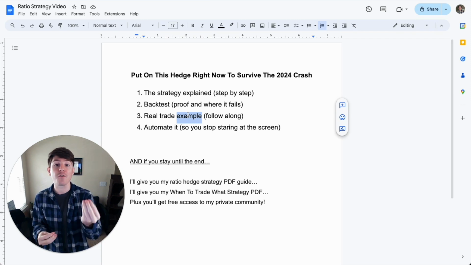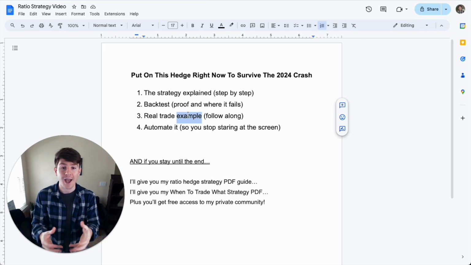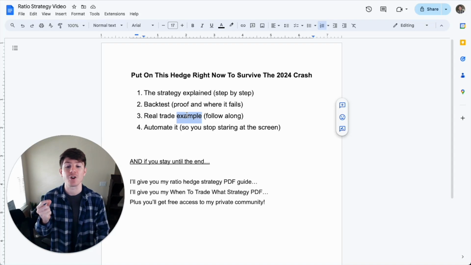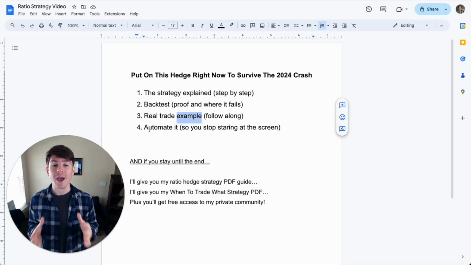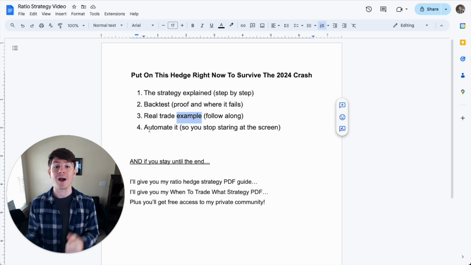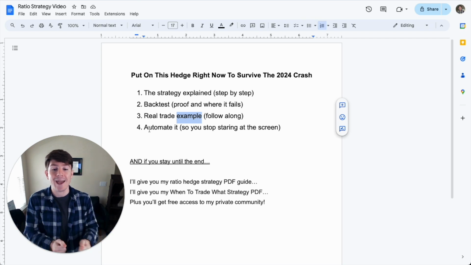And also I'm going to offer some solutions for if you have a smaller account of how to do this as well. And I'm going to show you how to automate it so that you don't have to worry about if a crash comes or not. Your accounts can be perfectly handled for you.